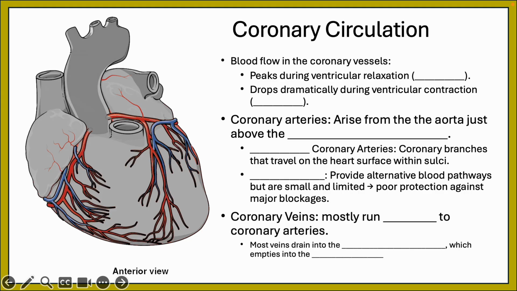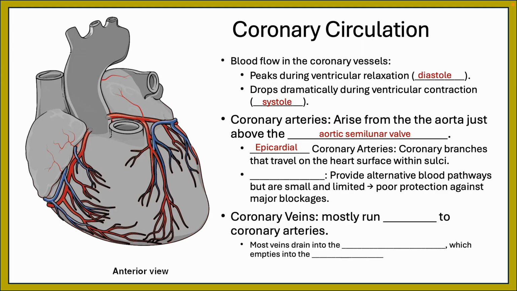So the peak of the circulation is going to happen during ventricular relaxation. That's known as diastole. The circulation is going to drop dramatically during ventricular contraction, which is systole. Now, the coronary arteries, which you'll see right here, arise from the aorta just above the aortic semilunar valve.